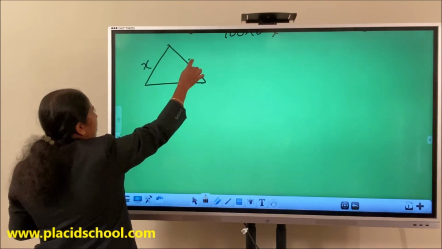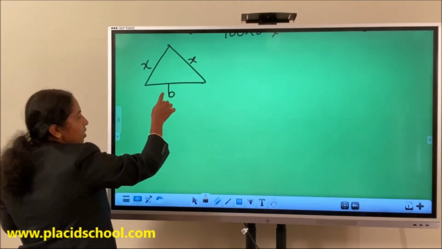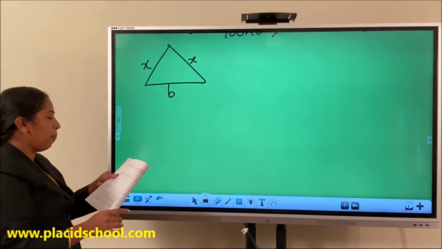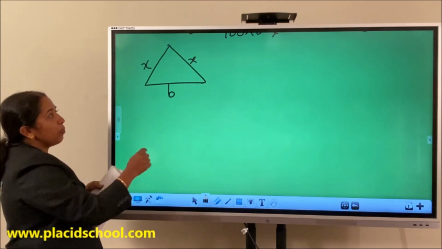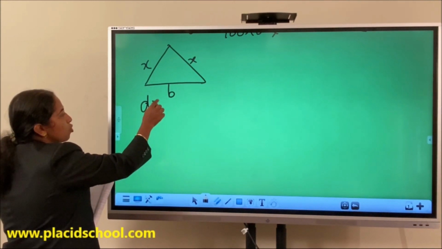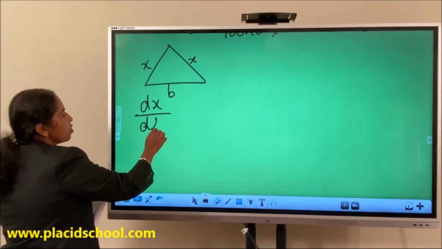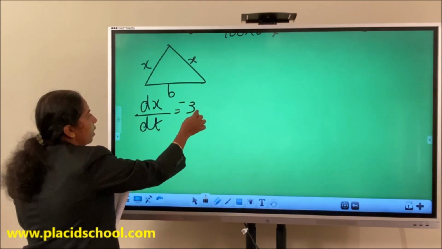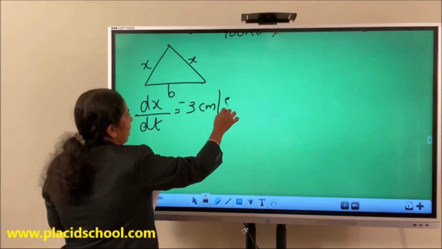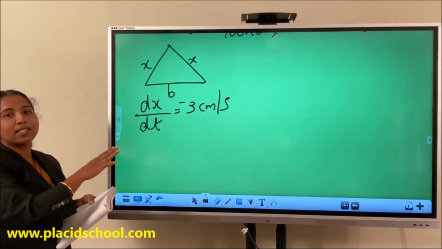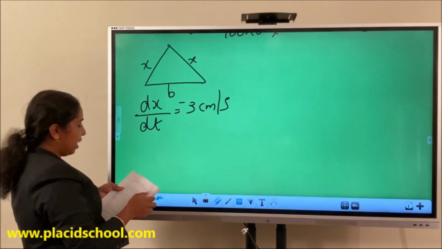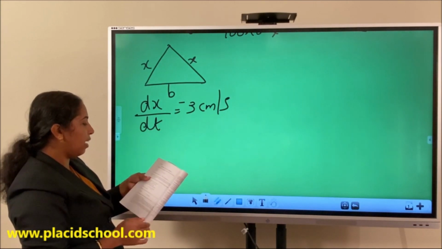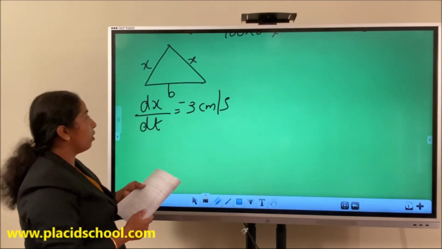Let the two equal sides be x. The base is given, fixed base is given to be b. We are given that the equal sides are decreasing at the rate of 3 cm per second. So rate of change of side with respect to time is minus 3 centimeter per second. We need to find how fast is the area of the triangle decreasing.